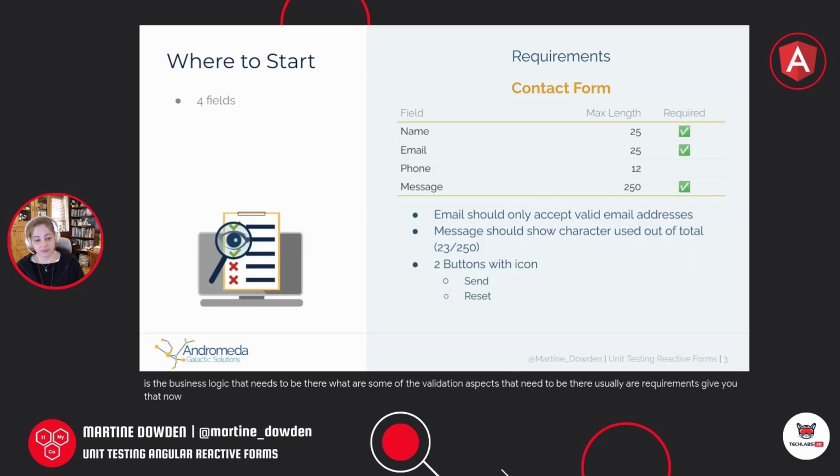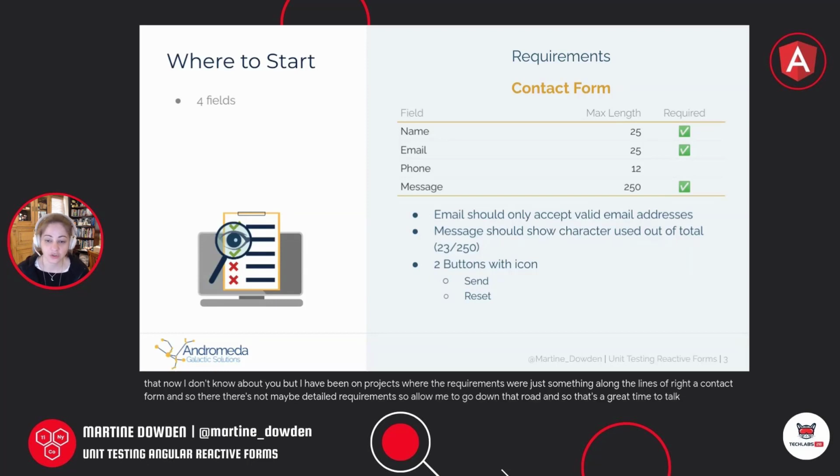Now, I don't know about you, but I have been on projects where the requirements were just something along the lines of write a contact form. And so there are not maybe detailed requirements to allow me to go down that road. And so that's a great time to talk to your QA person and see, hey, if you're not sure, what are some things that are maybe common errors? If you've had a bug on the form before, that's a great place to go look at as well. So all of those things kind of give us an idea of where we're going to start.